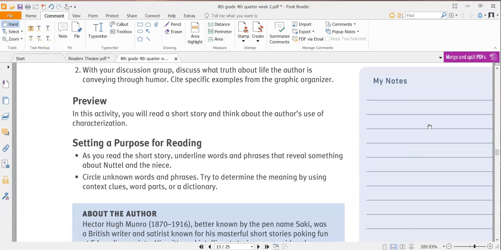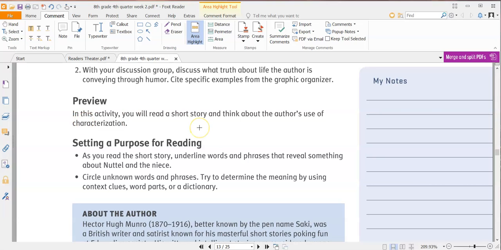So what we're going to do is think about what truth about life an author is trying to convey through humor. So think about that clip that you saw from The Simpsons, and over here jot down a few notes about what comment you think the author was trying to say about life of the average American family. Once you jot down those notes, we're going to move forward to previewing our next activity.